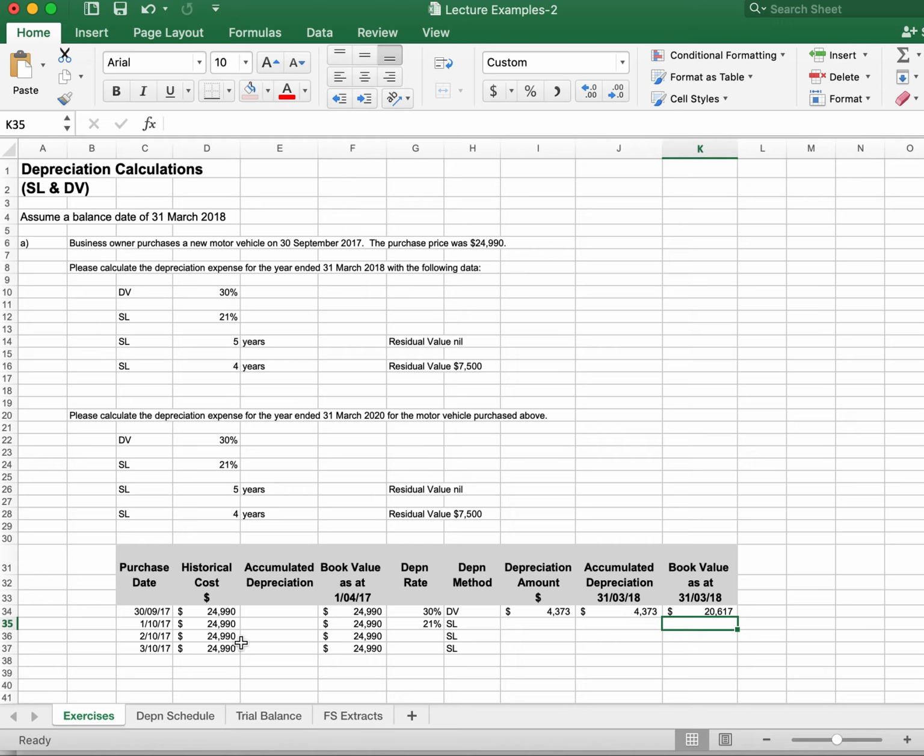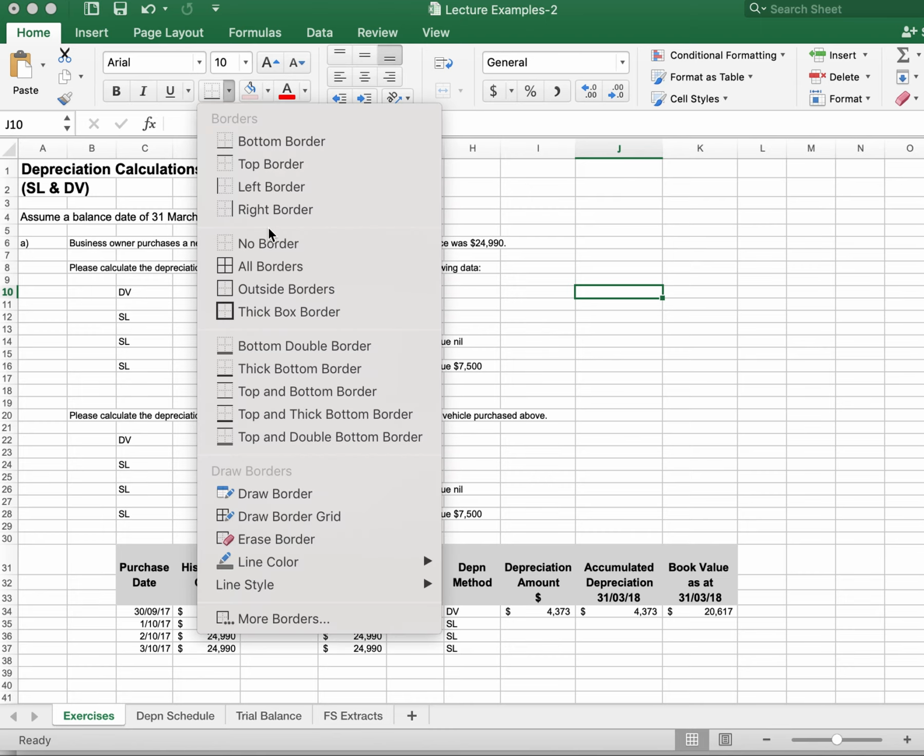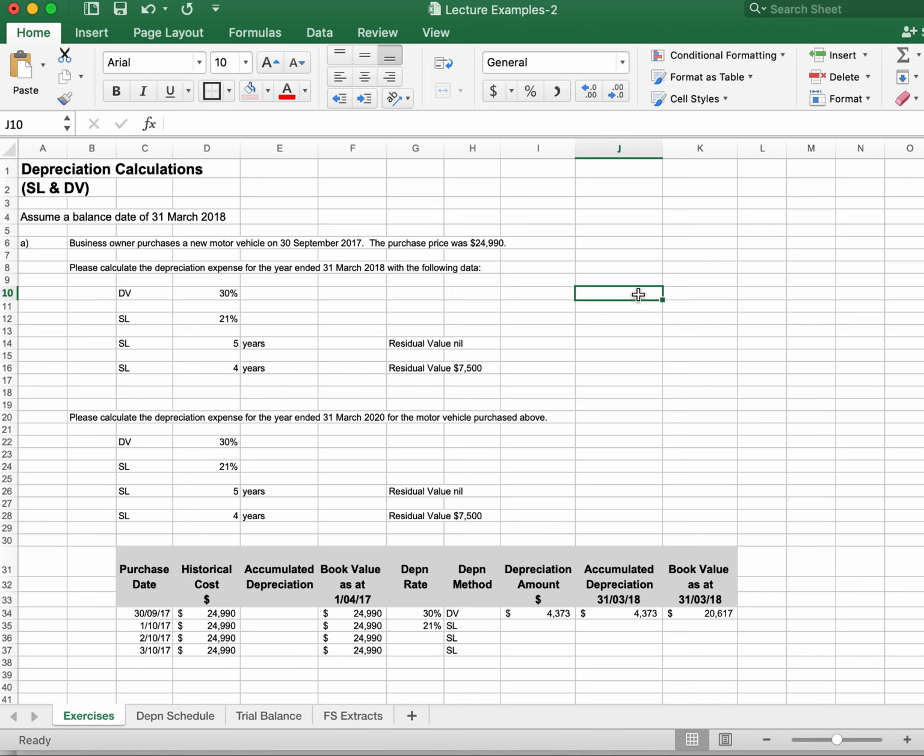All right. So I just carry on working down these examples. So the business owner purchases a motor vehicle on that date. Please calculate the depreciation. So I can actually put that answer in there. And the answer is this amount here. So that's the answer to that one.